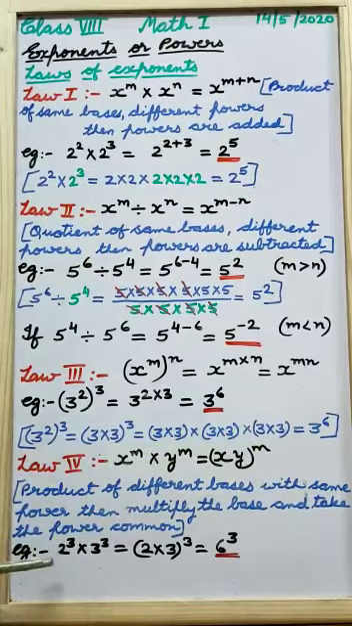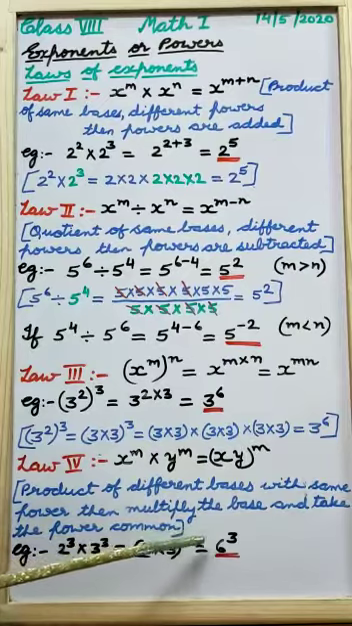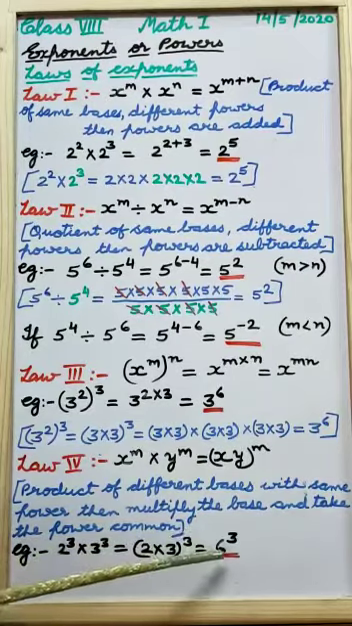As example, if we see 2 cube is multiplied by 3 cube, as 2 and 3 bases are different and 3 and 3 powers are common, so answer will be 2 into 3 whole raised to power 3 and we are getting final answer 6 raised to power 3 or 6 cube.